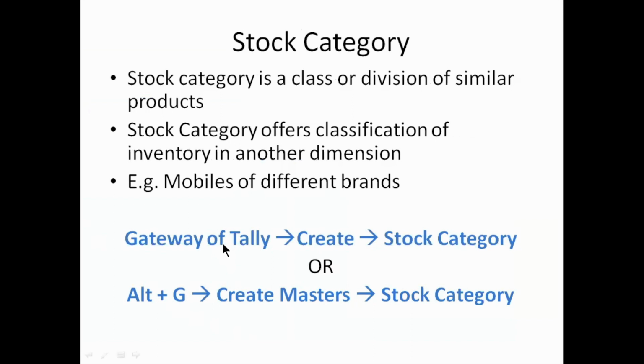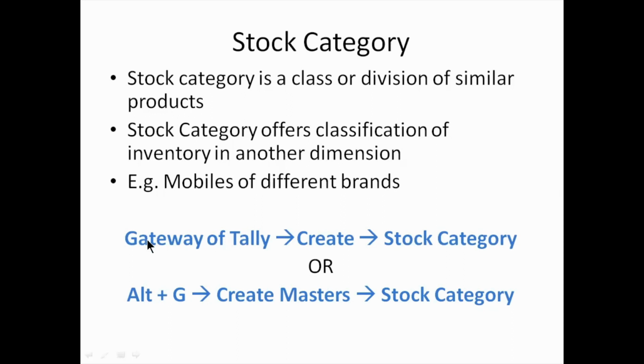Next is stock category. Stock category is a class or division of similar products. As we have created the groups of mobile phones or TV, in that we can have a subdivision which is known as a stock category. So stock category offers classification of inventory in another dimension, where it can be a subdivision of the grouping. So mobile phones of different brands can be our stock category, or TV of different types, that is LED TV, smart TV, LCD TVs. So LED TV and smart TV can be the stock categories for our TV units.